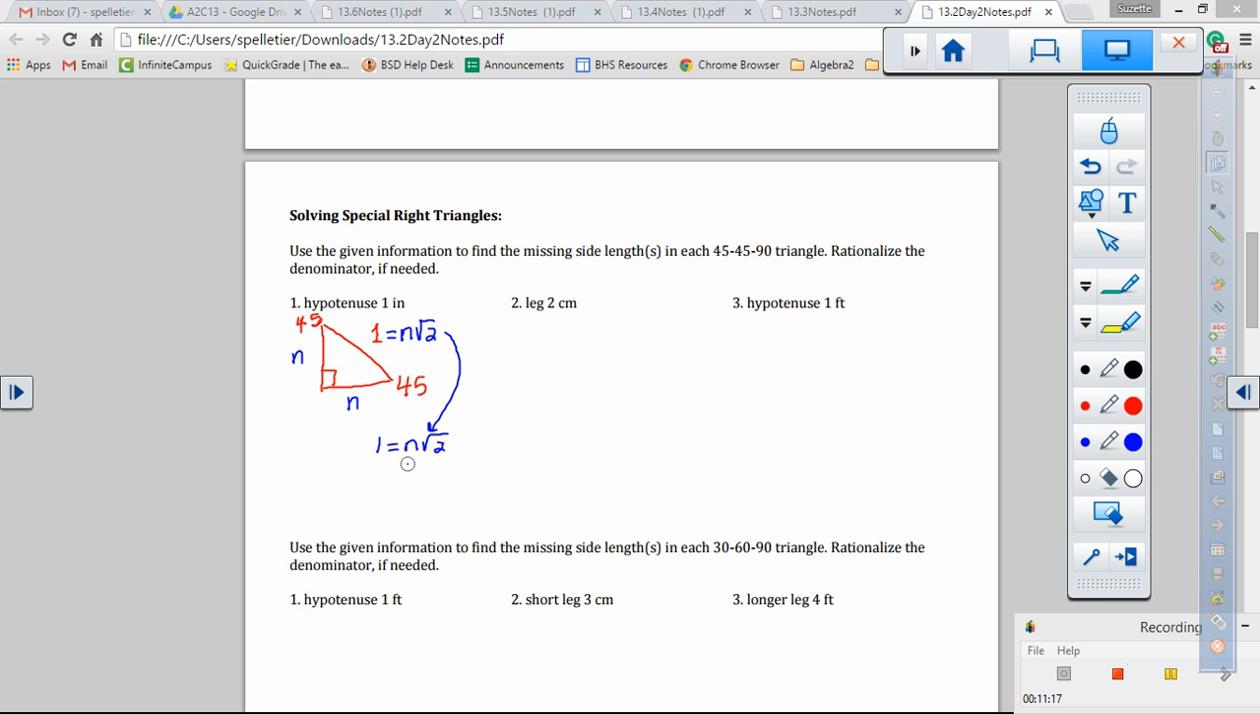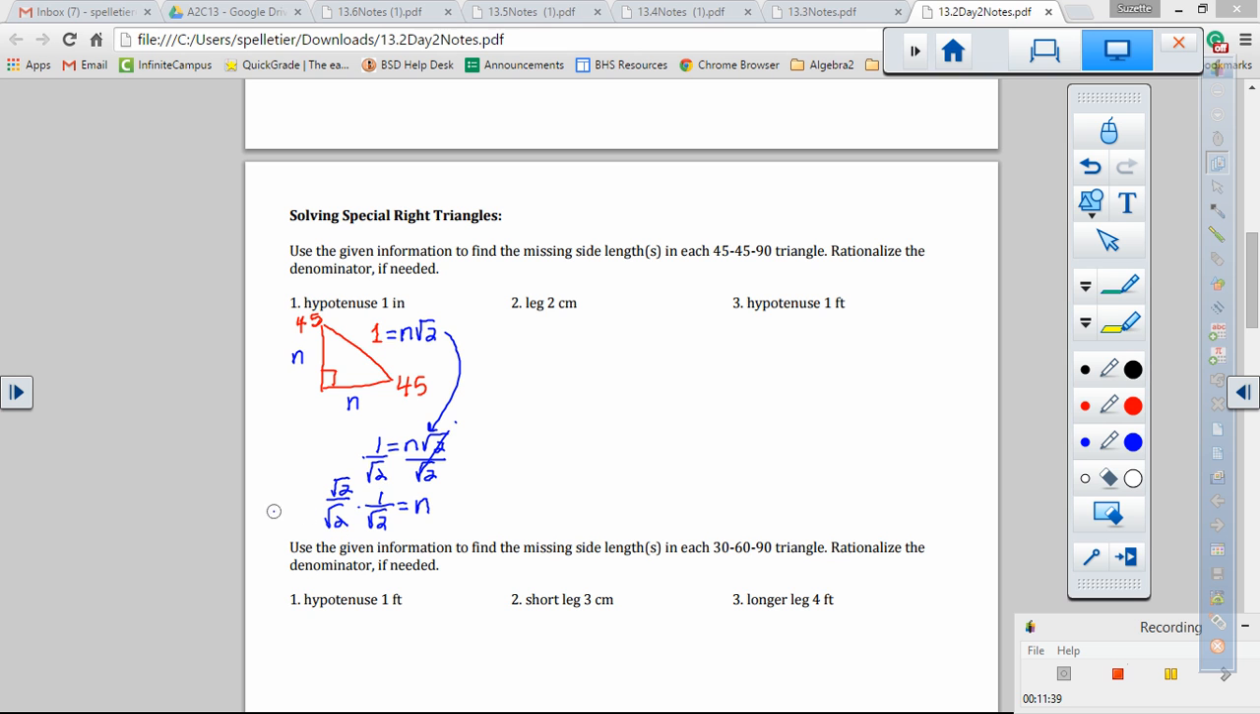To get n by itself, I'm going to divide by the square root of 2. And if I do that to one side of the equation, I have to do it to the other. And now I know that I cannot have a radical in the denominator. So I'm going to have to rationalize that denominator. So I'm going to multiply by the square root of 2.